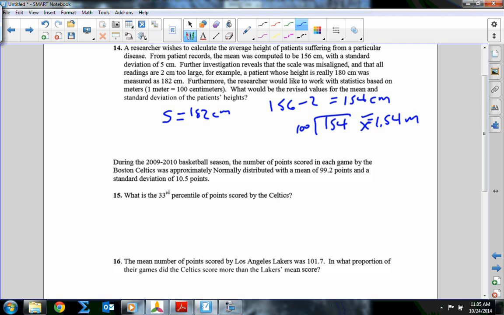Sorry, I was looking at, where did I get the 182 from? Yikes. If I could erase that part, I would, but I can't, so I won't. But the standard deviation was only 5 centimeters, not 182. So let me do that.